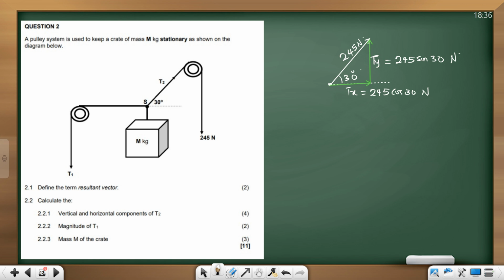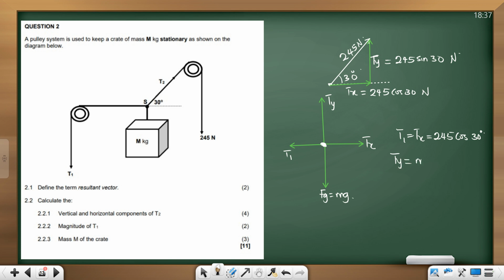Calculate magnitude of M1. Let's draw a free body diagram since the object is stationary. Ty, the weight, Tx, and T1. T1, Tx, Fg, which is mg, and this is Ty. Since the object is stationary, it means T1 is equal to Tx, and that is 245 cos 30 degrees. We're done. Just write the answer.